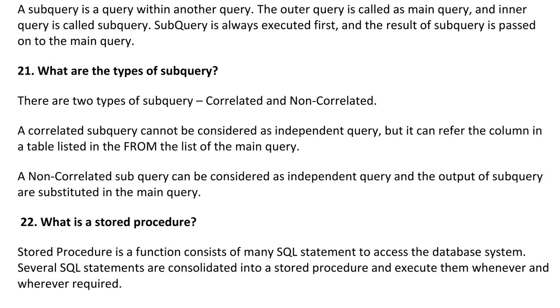What are the types of subquery? There are two types of subquery: correlated and non-correlated. A correlated subquery cannot be considered an independent query, but it can refer to a column in a table listed in the FROM list of the main query. A non-correlated subquery can be considered an independent query, and the output of the subquery is substituted in the main query.